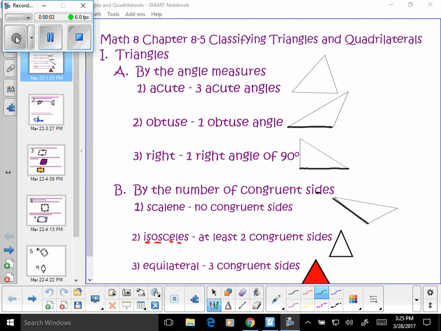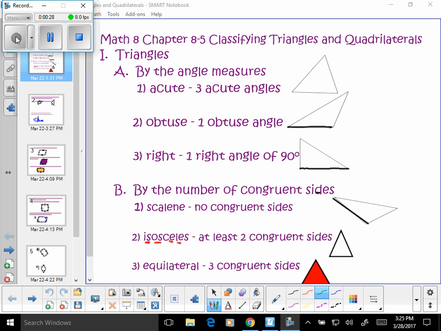Hello class, this is chapter 8.5, classifying triangles and quadrilaterals. The first type of polygon that we'll be dealing with are the triangles. We classify triangles in two ways. First, by the angle measures, and secondly, by the number of congruent sides. Let's look at dealing with triangles by angle measures.